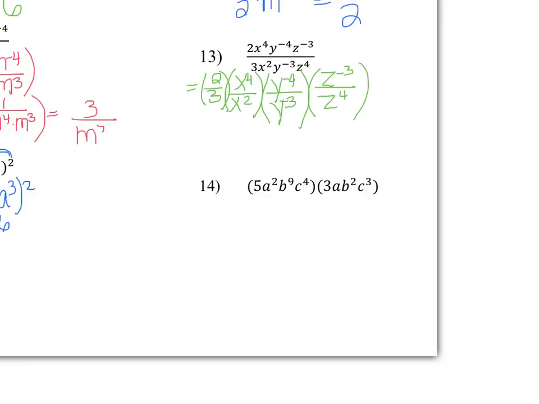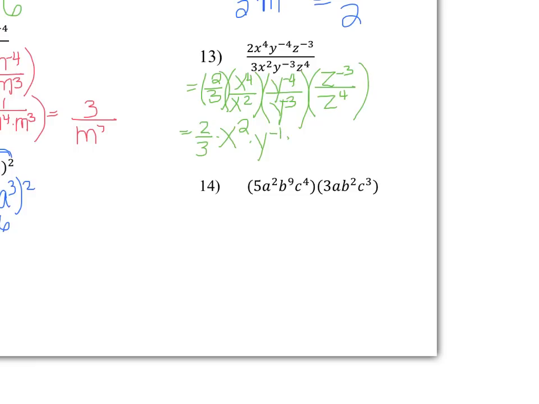Well, there's nothing I can do with 2/3, so that's going to stay. So 2 divided by 3 times x to the 4th divided by x squared. I'm going to keep the base and subtract the exponents. So I'm going to have x to the 2nd. Y to the negative 4th divided by y to the negative 3rd. I'm going to keep my bases the same, and I'm going to subtract my exponents. Negative 4 minus negative 3 is actually negative 4 plus 3, which is negative 1.